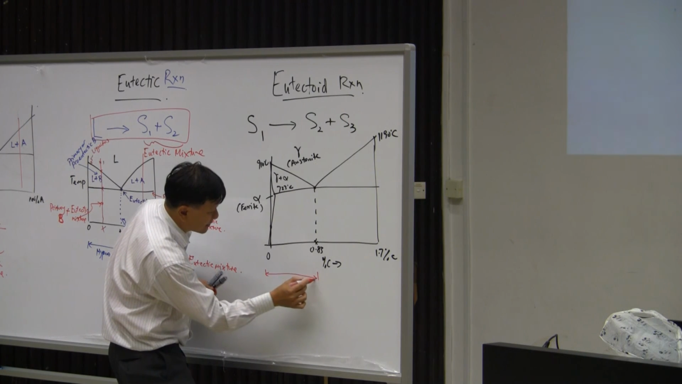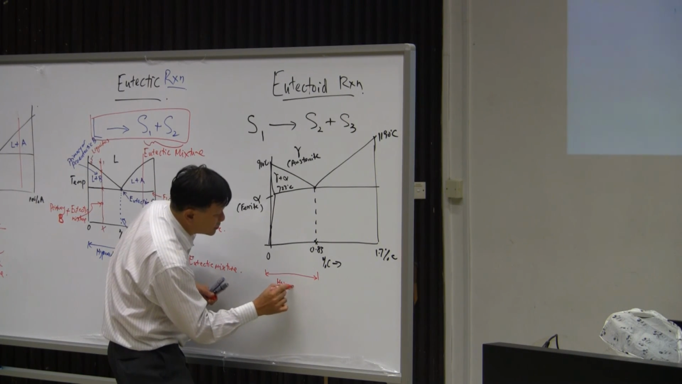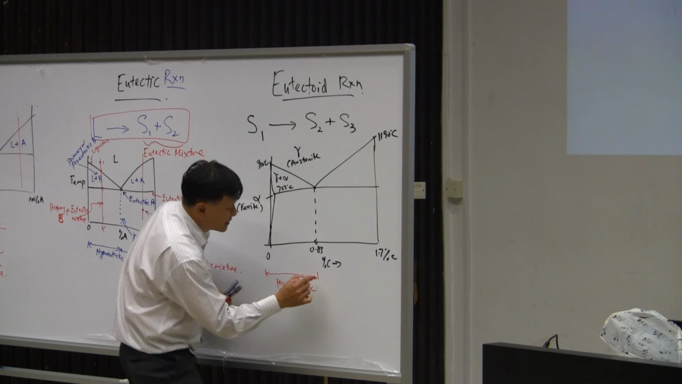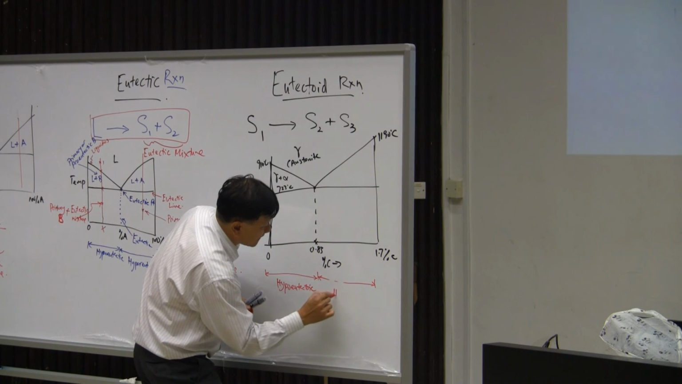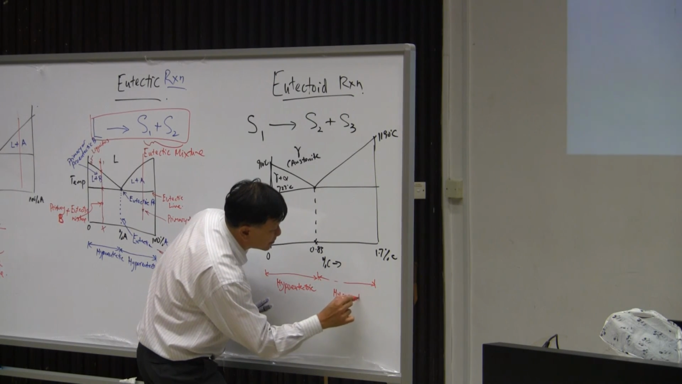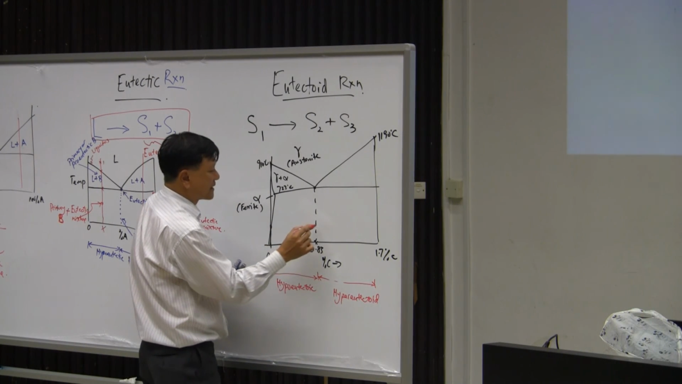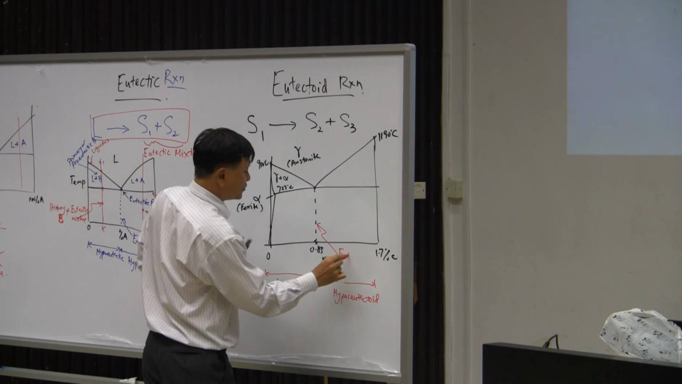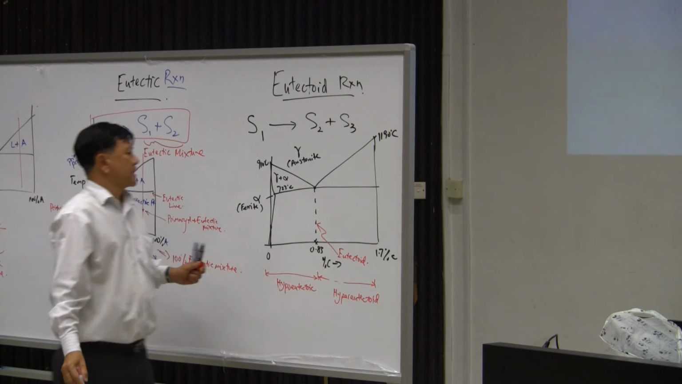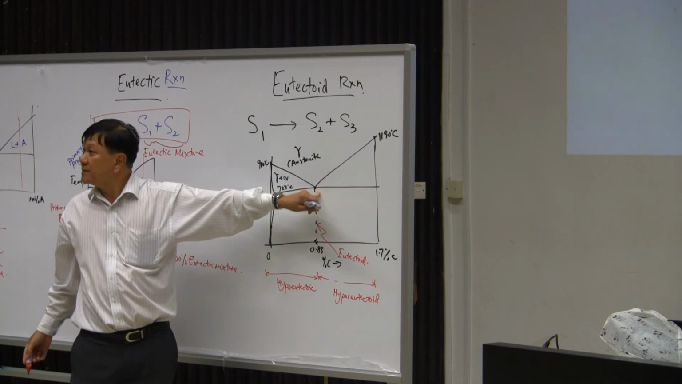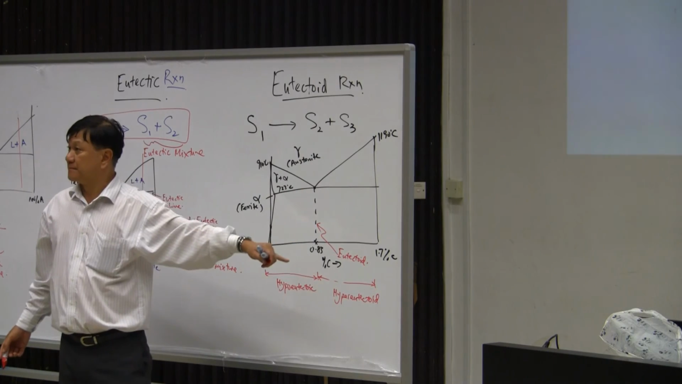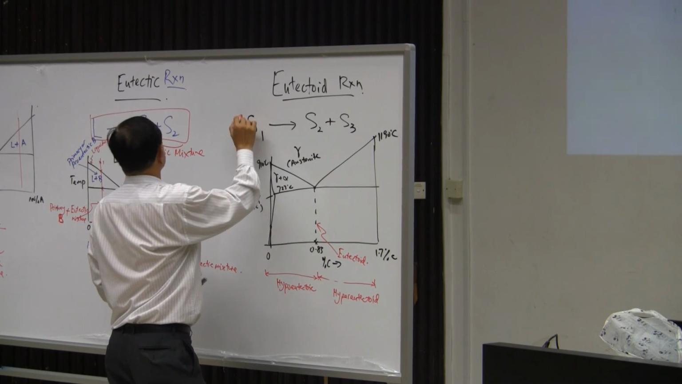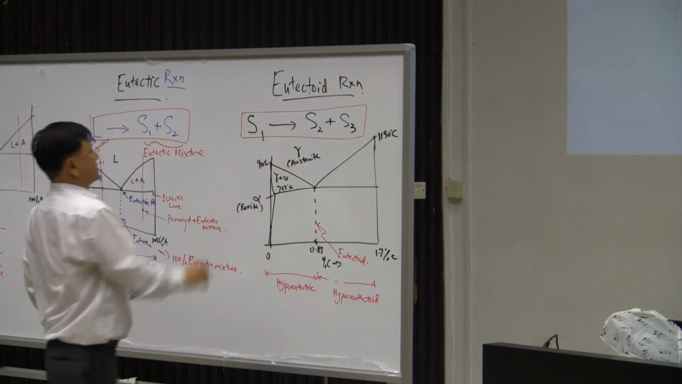This one here is what? Hypoeutectoid. This one here is what? Hypereutectoid. And exactly 0.83 will be what? Eutectoid. Okay? So this one here will be what? Eutectoid. This is the what? Eutectoid point. This line here is a what? Eutectoid line. And what is your eutectoid reaction? Okay, this is your eutectoid reaction.